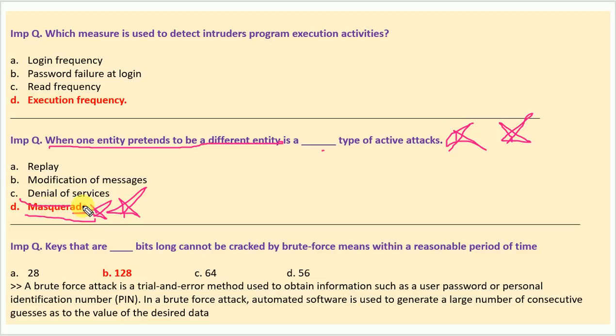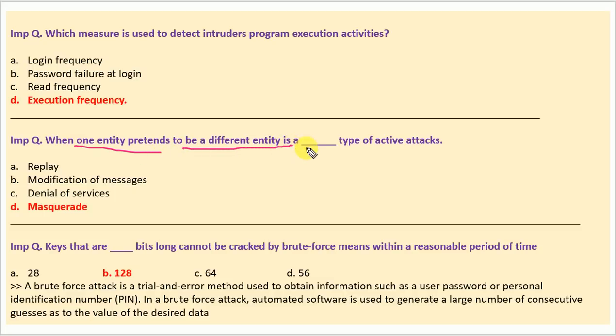This is nothing related to denial of service, we have already covered that. That's why I'm not taking any question related to that. Modification of message, no, nothing related with the message, because the question is, when one entity pretends to be a different entity, it is a dash type of attack, and it is a masquerade attack.